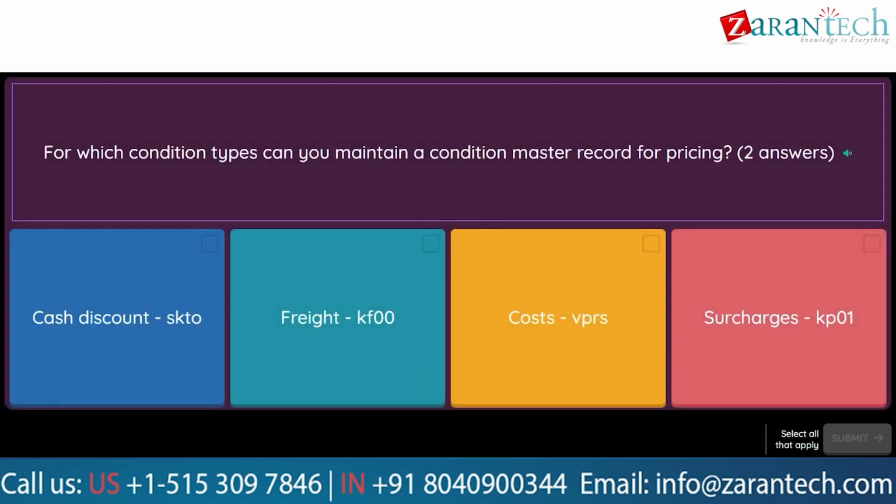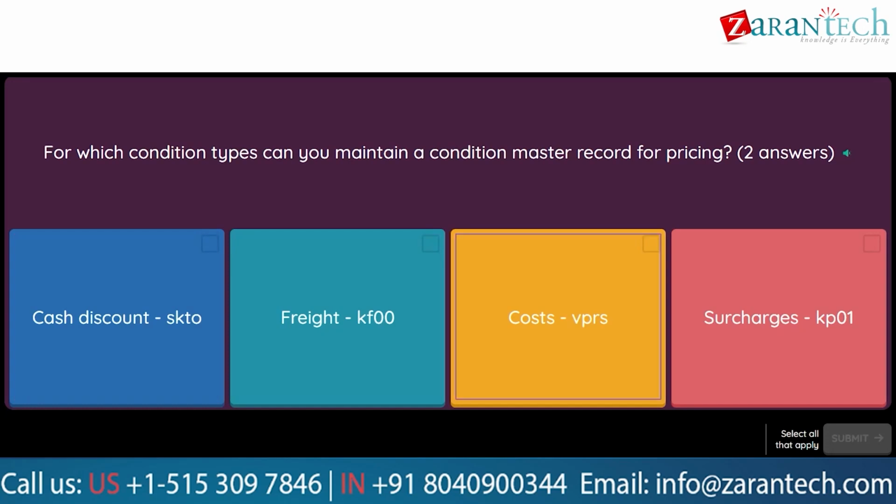Question: for which condition types can you maintain a condition master record for pricing? 2 answers. Option 1, cash discount, SCTA. Option 2, freight, KF00. Option 3, costs, VPRS. Option 4, surcharges, KP01.